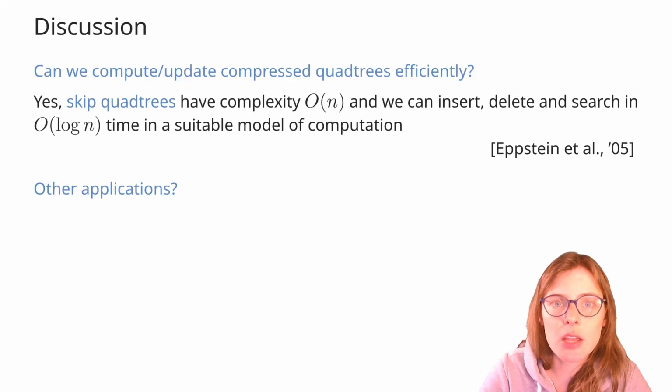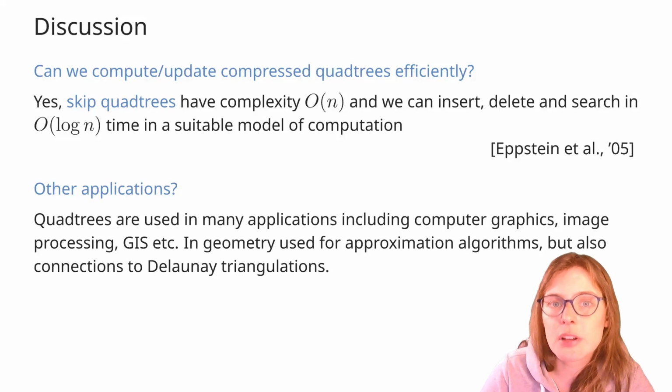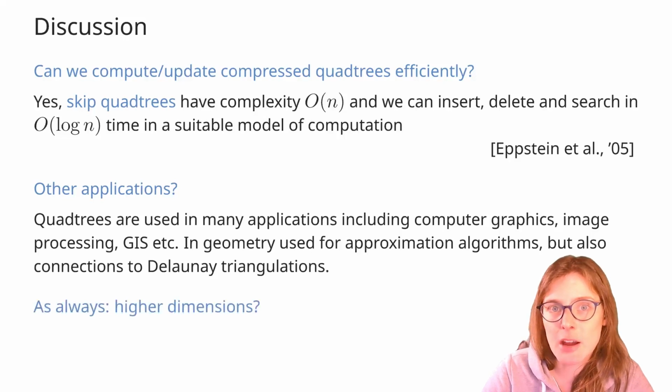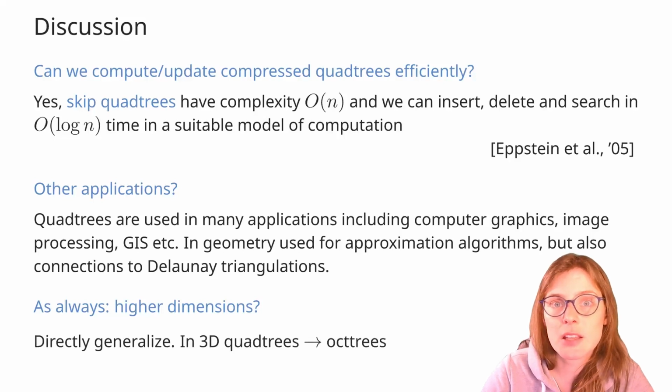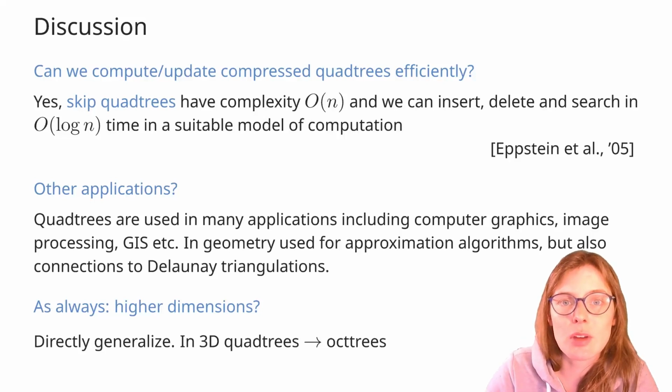Today we've mentioned two applications for using quadtrees. Are there any other applications? Well, as mentioned earlier, quadtrees are really widely applicable, and they find their use in a range of applications from computer graphics to GIS systems, and even in geometric algorithms they are often used to build approximation algorithms. Finally, our standard question, can this be generalized to higher dimensions? And indeed, quadtrees are very easy to generalize to higher dimensions. In 3 dimensions they would be called octrees, because now each cube will be subdivided into 8 smaller cubes.